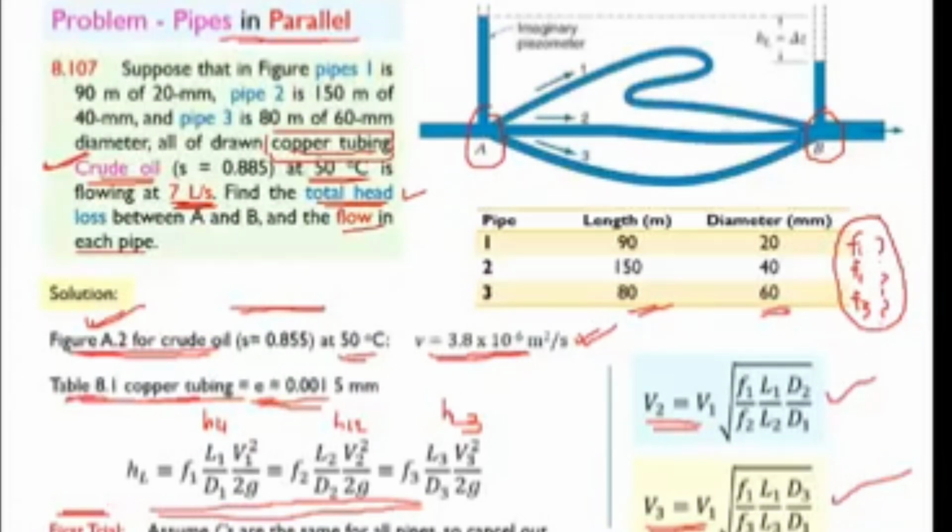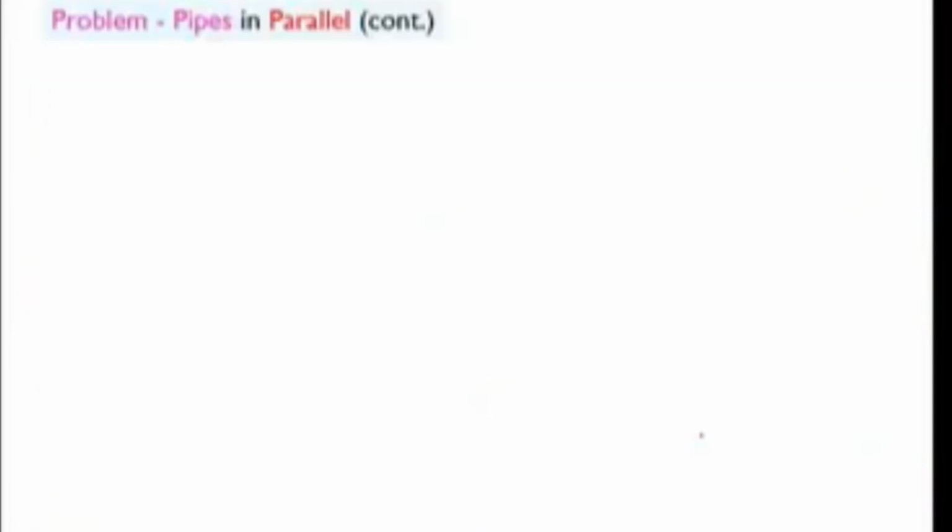In this case, you can see the different flow conditions in the pipes. So we just assume that F are the same for all pipes. So in that case, F1 equal to F2 equal to F3, so that cancels out and it simplifies the equation. So now we can calculate V2 in terms of V1 here. This is now given and this is given.